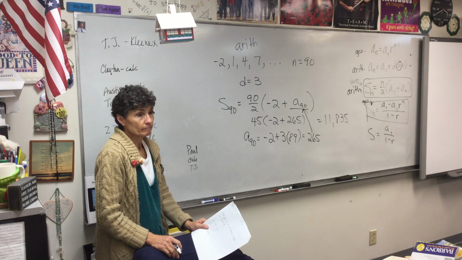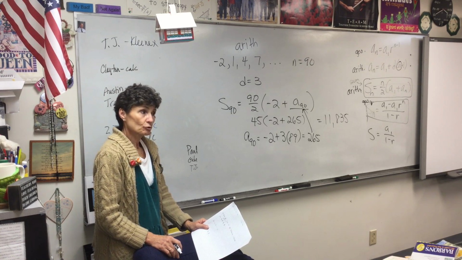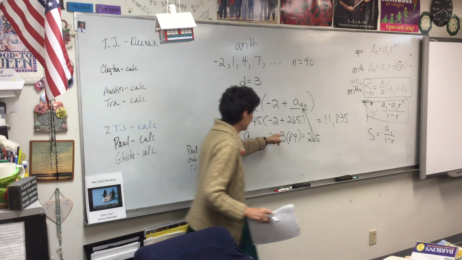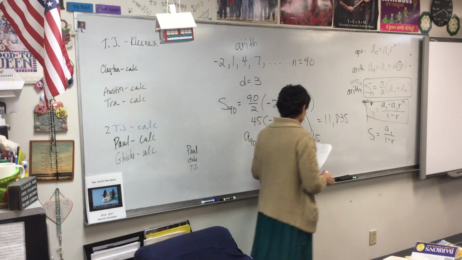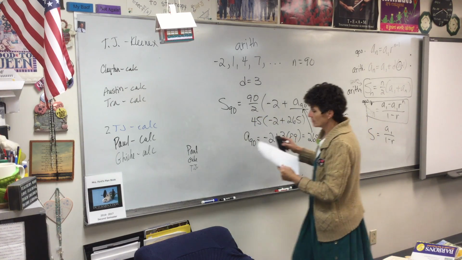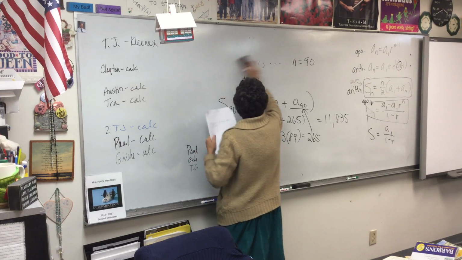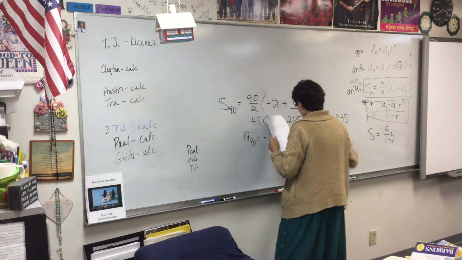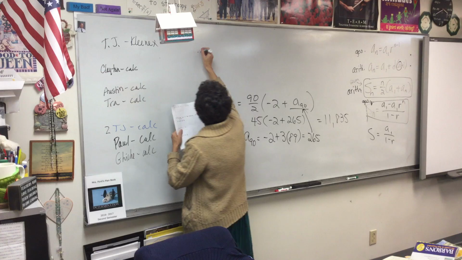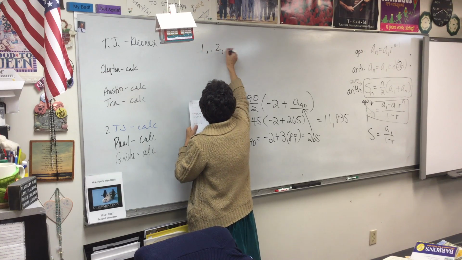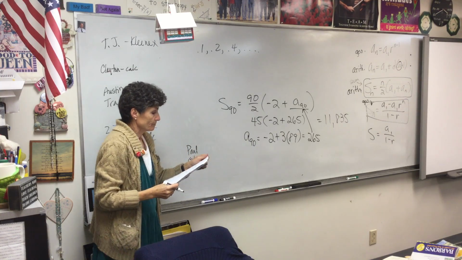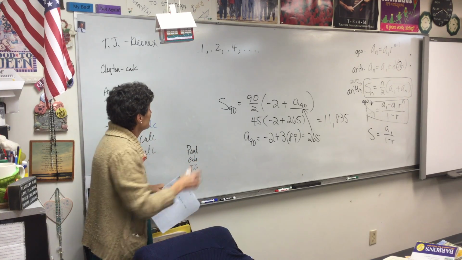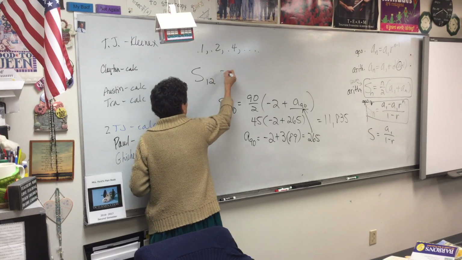Anybody have a question about that? Little tricky, you had to do this kind of background work in order to get that number, because we didn't know what it was. All right, let's try the next one. Directions are the same. Find the sum, this time of 12 terms. So 0.1, 0.2, 0.4, dot. And we want to find the sum of 12 terms.